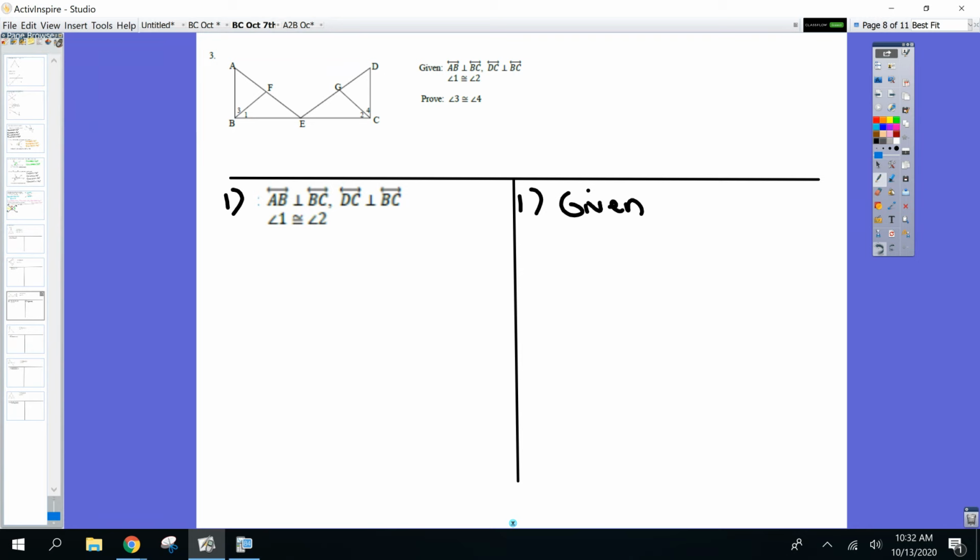So I go to where AB and BC intersect right here. I have a right angle, and I also have a right angle where DC and BC intersect right there. So I have right angles there. And then I'm also told that angle 1 and angle 2 are congruent to each other. Boom, boom. Everyone's good. So how do I get to 3 and 4?